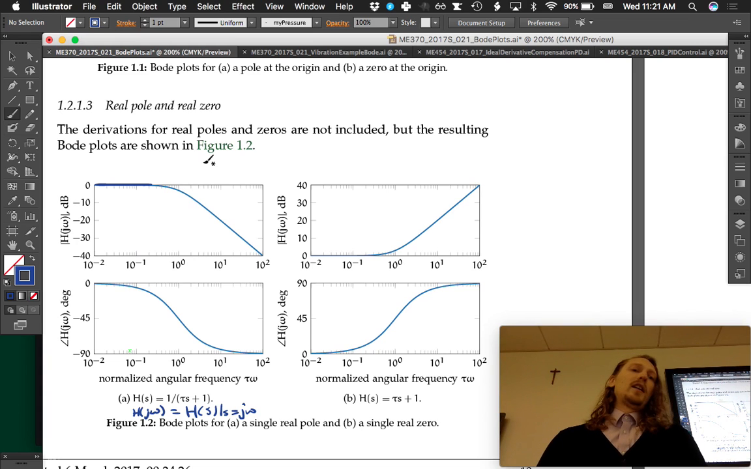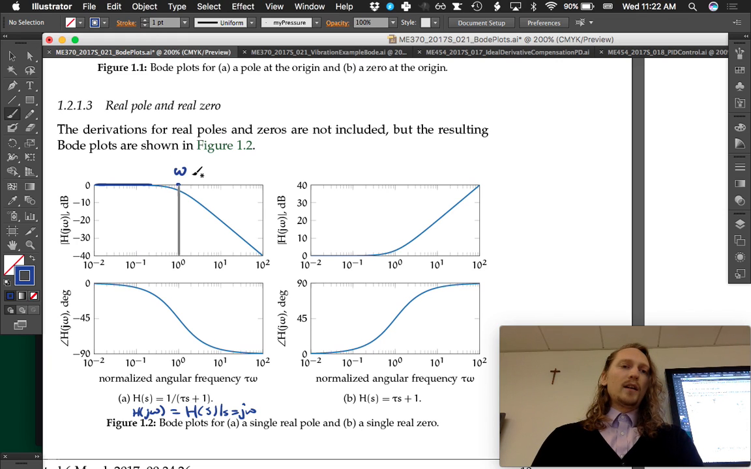So this break point where the curve breaks, I'll put a little vertical line there. This frequency, or dimensionless frequency, we might call omega tau, occurs at omega tau equals what? What's 10 to the 0? 1. So if we solved for omega, this occurs at the frequency 1 over tau. Okay?